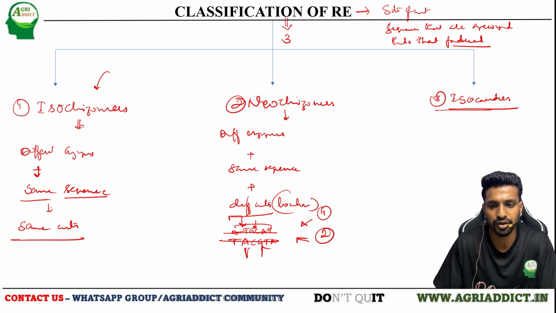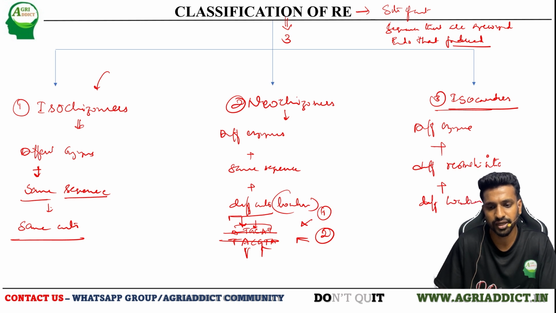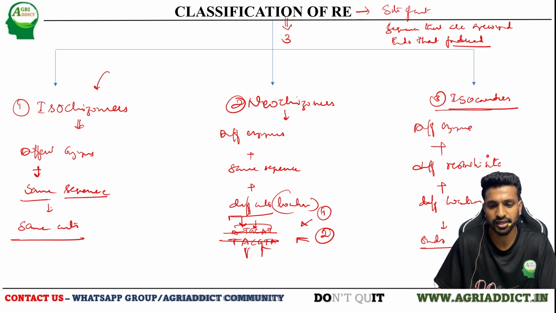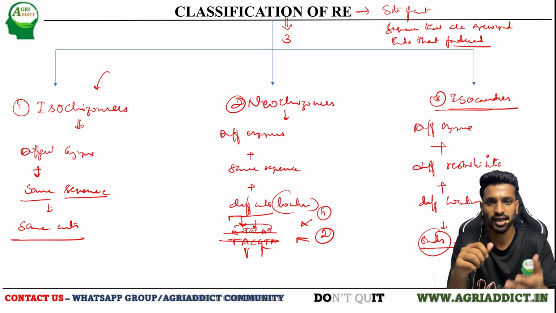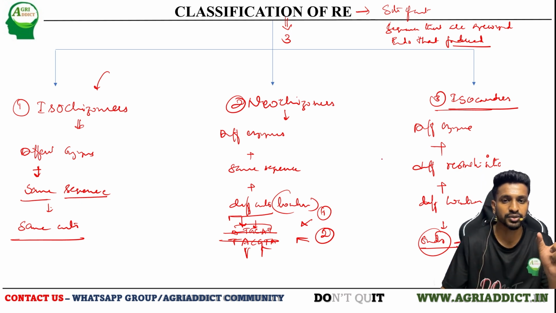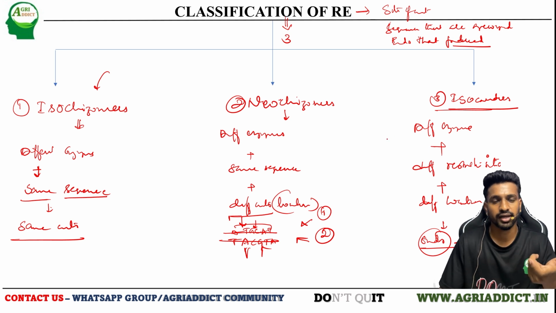Lastly, we have the isocaudomers. So what are these isocaudomers? These are different enzymes with different restriction sites, and also different locations of cuts made within the restriction site, but the ends that are formed after the cuts are the same. The different enzymes recognize different restriction sites and produce cuts at different locations, but the final ends made by the different restriction enzymes are the same. So these are under isocaudomers.